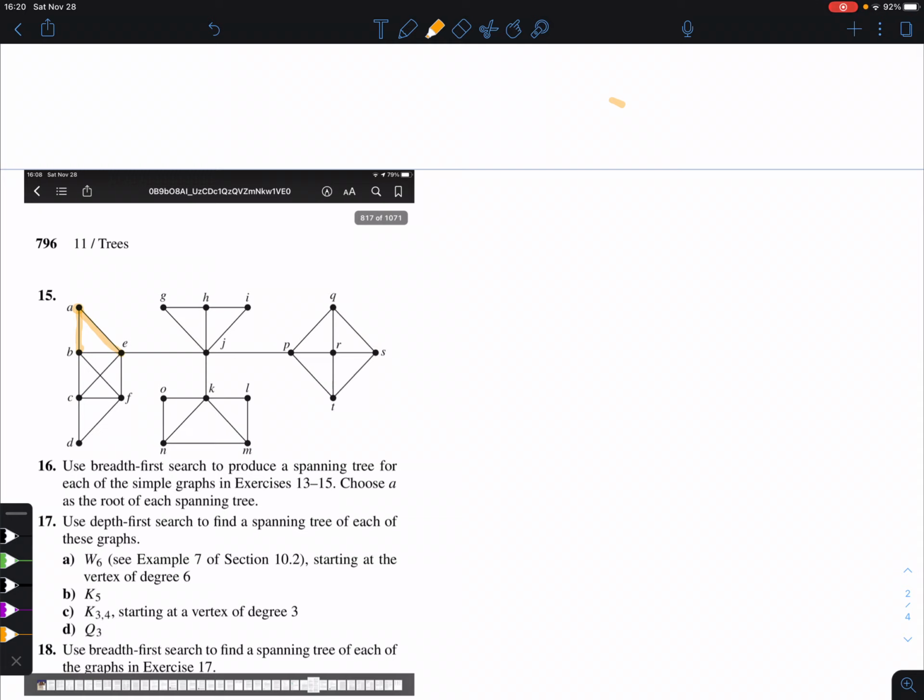B has the smallest, so I have to deal with B first. So I'm taking C and F as its children. Now E still has a neighbor left that I can use, and that is J. Don't forget that, right? That's another thing. Okay, so we go to the next level.